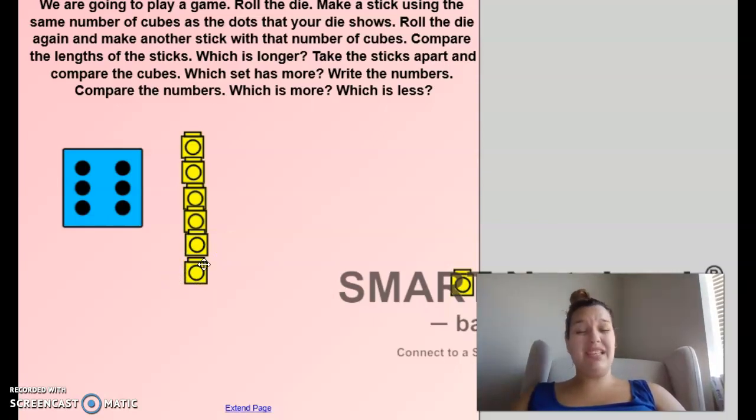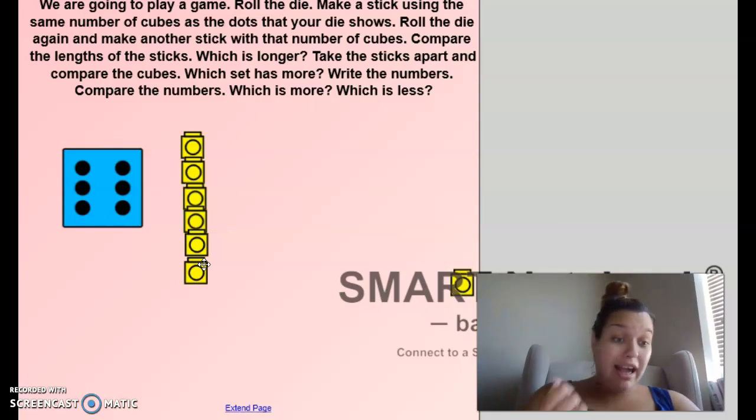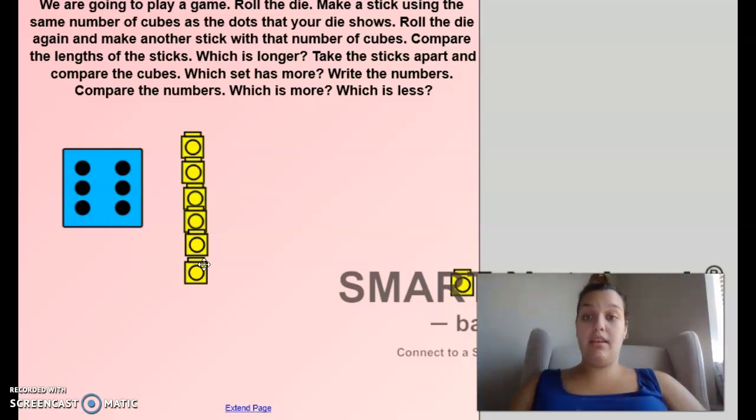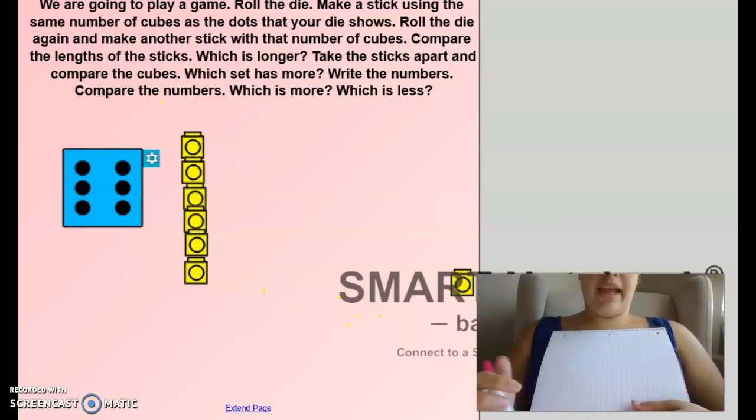Since our cubes aren't sticking together so well, let's pause and let's both go get a piece of paper or something to write on and something to write with. Go ahead, pause me, and that's how we'll play our game today. Okay, I think this will work much better for us.